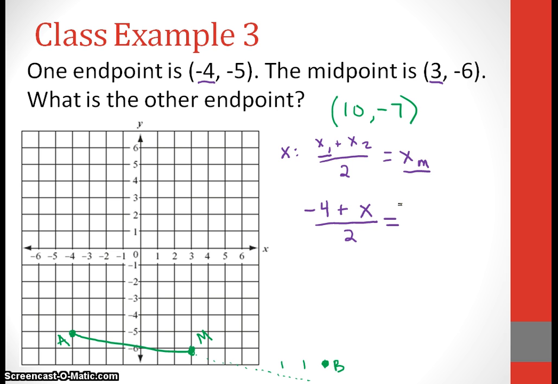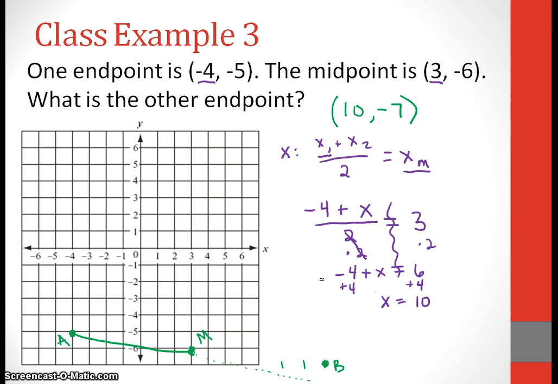Well, the x of my midpoint is 3. Now you're just solving an equation for x. So start by getting this out of the denominator: multiply by 2 on both sides, which makes this go away, and you get negative 4 plus x is equal to 3 times 2, which is 6. Then you can add 4 to both sides and get that x is equal to 10. So we got the same x value both times. We got x is equal to 10 when we graphed, and x is equal to 10 when we solved it algebraically.